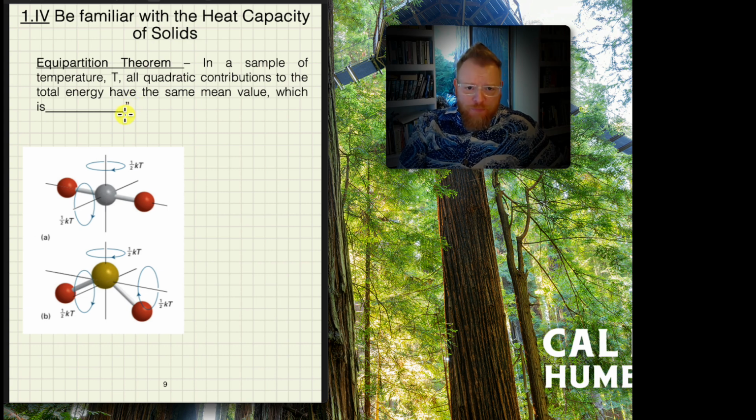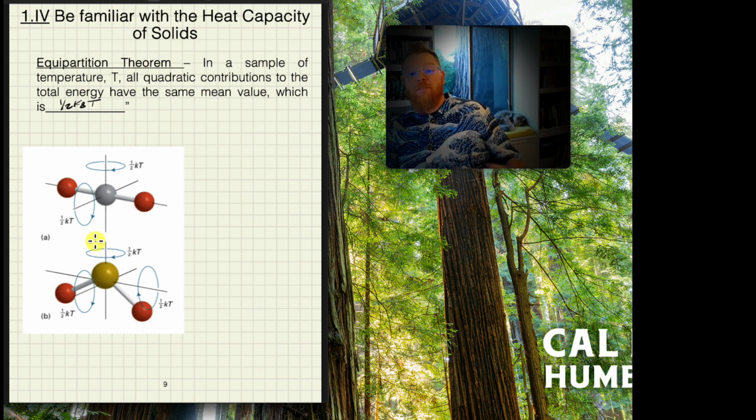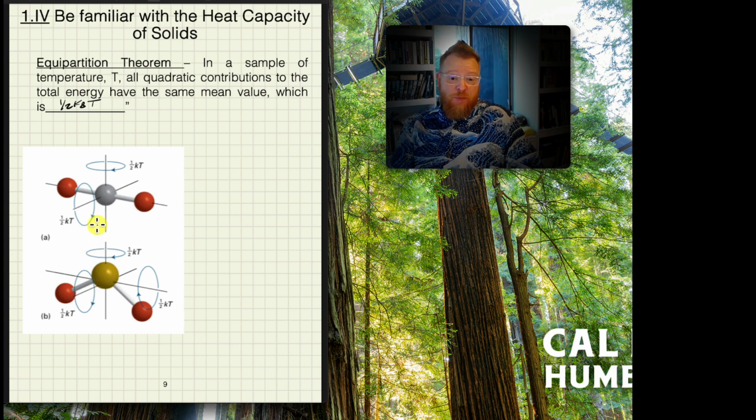So if you recall the equipartition theorem, this says in a sample at temperature T, all quadratic contributions to the total energy have the same mean value, which is, do you remember it? 1/2 k Boltzmann T. So 1/2 times kBT. And so you can see with my pictures here of these molecules, depending on if it's a linear molecule or a nonlinear molecule, will have different total energy contributions. With the linear molecule, it's able to rotate uniquely in 2 different dimensions.